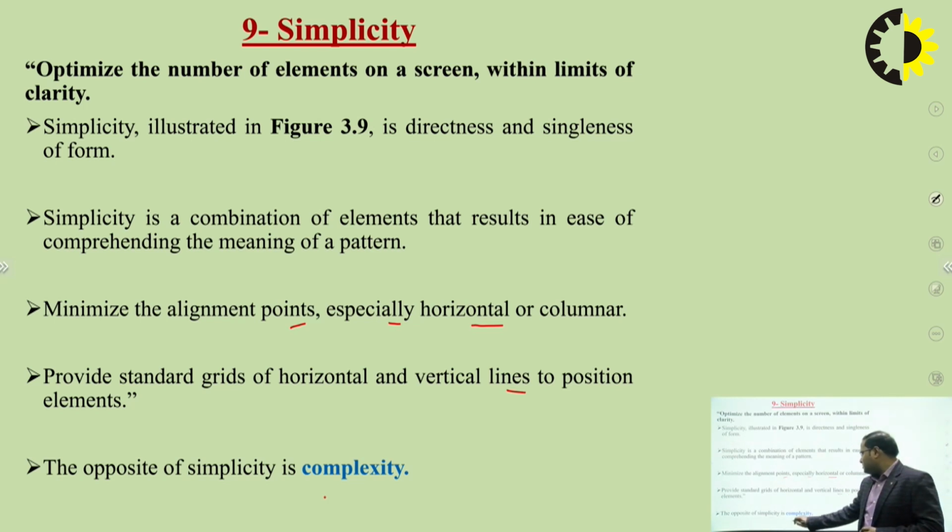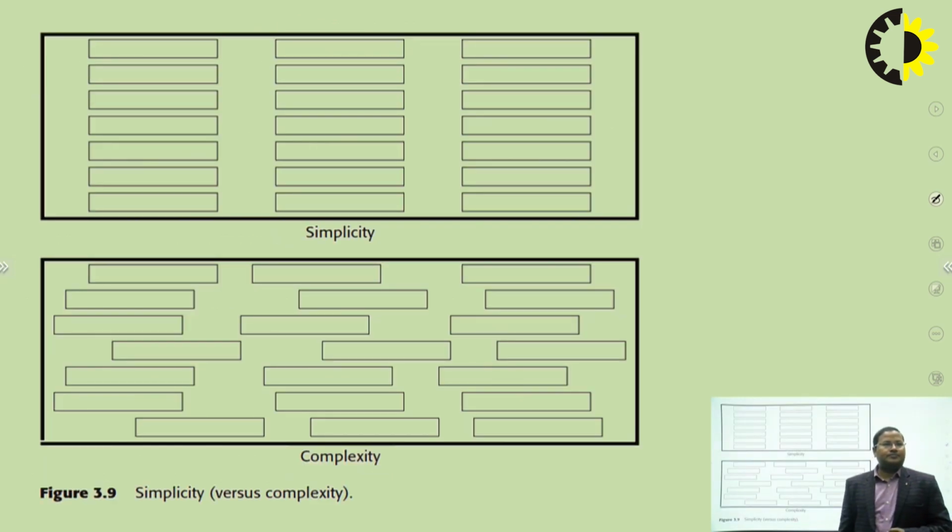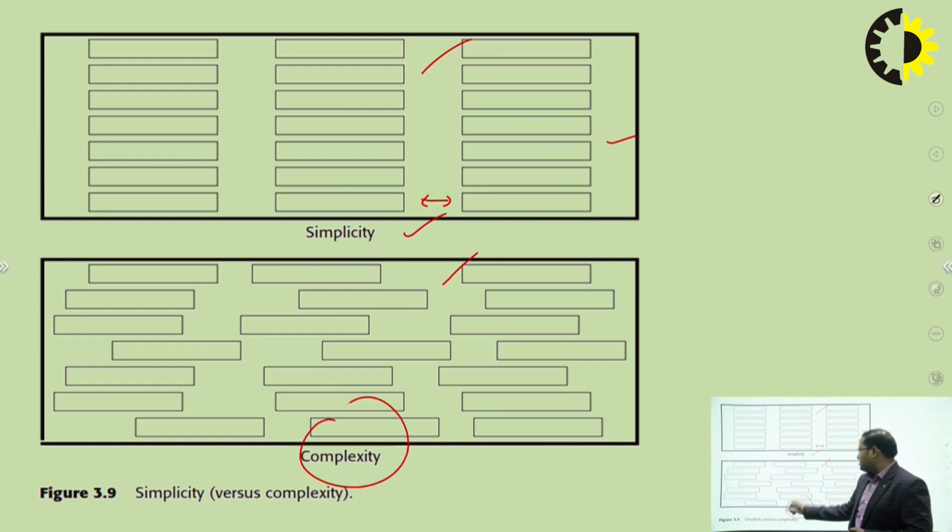The opposite of simplicity is complexity. This screen is simple. All the elements are nearly equal size and they are separated with equal distance. So this screen is showing the property of simplicity, but another screen which is given below is showing the property of complexity. This is the screenshot of the first screen, and this is the screenshot of the second screen. Here the property of complexity is observed.